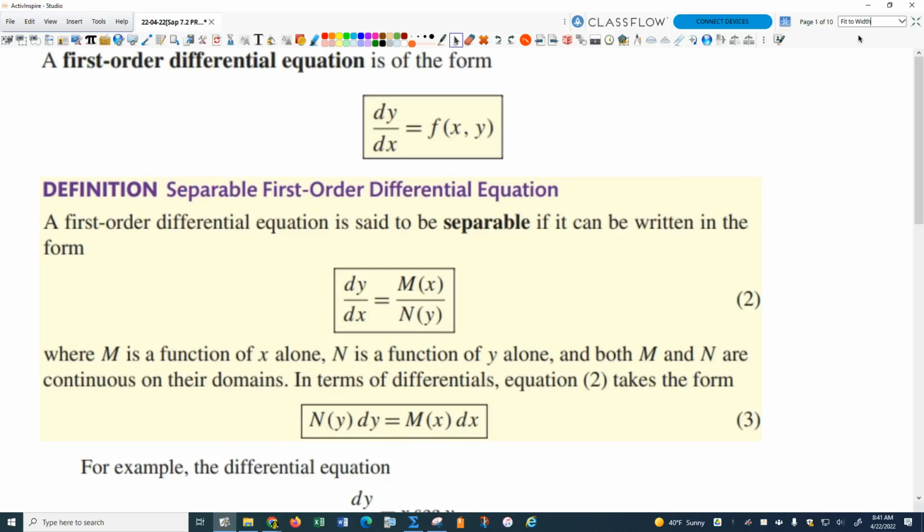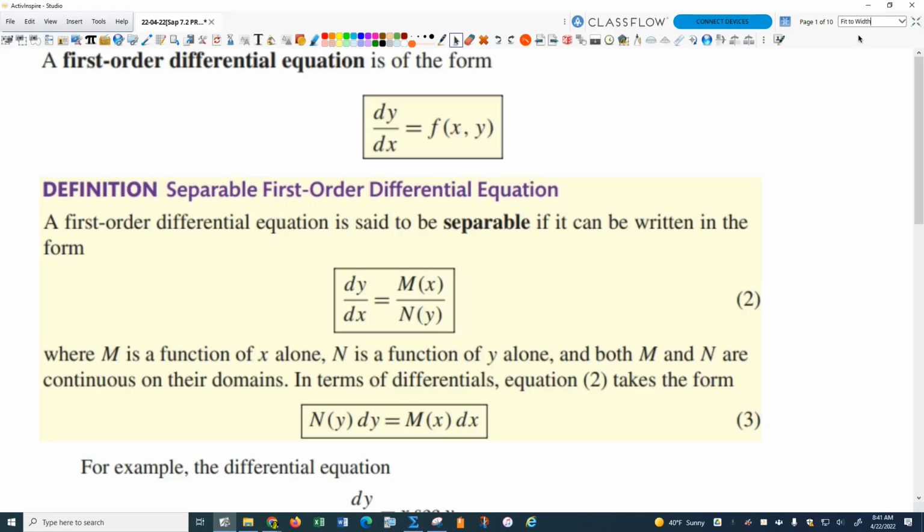So we're going to look at separable differential equations. Real quick, a definition of separable differential equations. A first order differential equation is just something like this, right? We have a first derivative equal to some function of x and y, okay? That differential equation is separable if it can be written in this form.